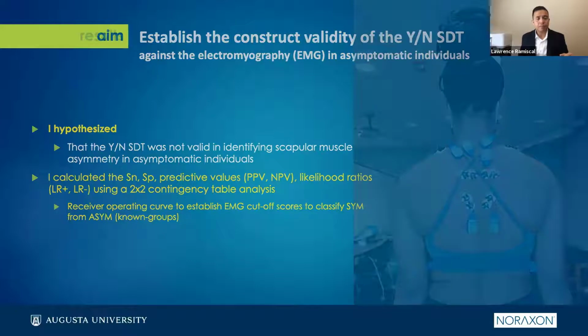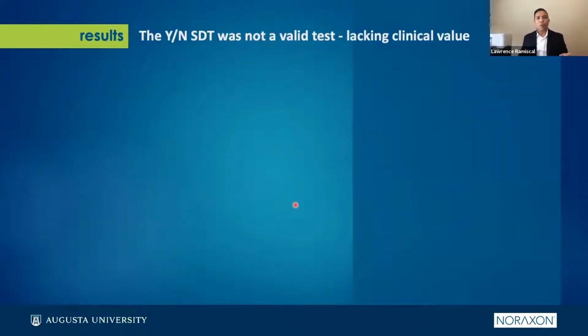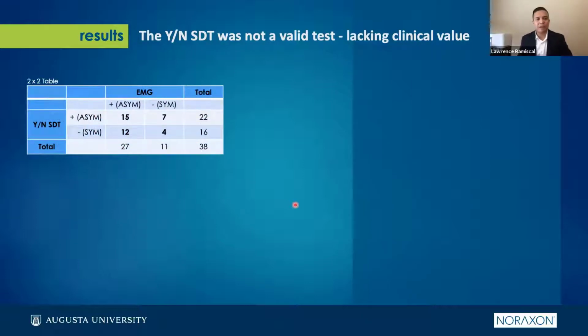And here are the results. Here we go. The YNSDT was not a valid test because it's lacking clinical value. That's what happened. All right, so let's look at it in more detail. This is the 2x2 table I was telling you about. Okay, so let me just orient everyone here. This is the EMG. 38 people, right?